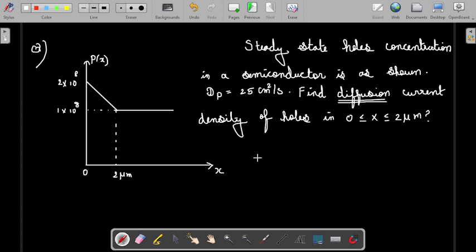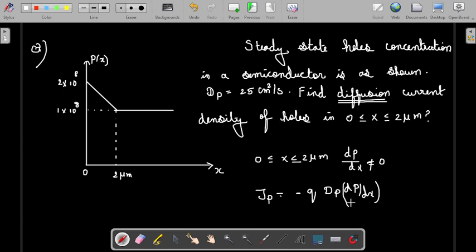In the region 0 to 2 micrometer, the change in the profile of dp, the holes, is not equal to 0. That means the diffusion current will also be not equal to 0, so there will be diffusion current. So Jp is equal to minus q Dp dp by dx, which is nothing but a difference in some value. They have asked us for the density only, so finding Jp itself will be fine.